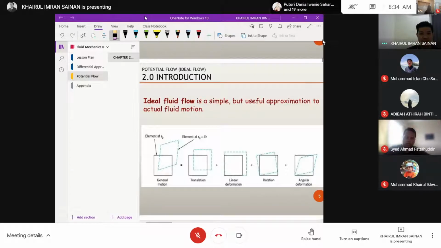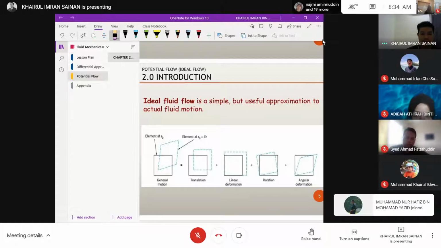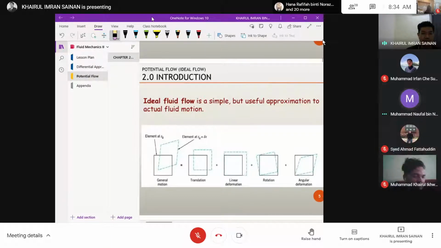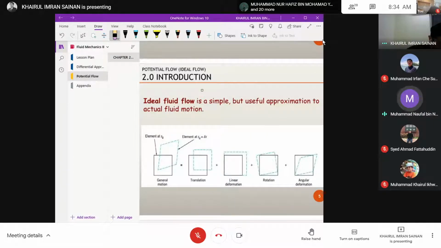All right. Now tell me, Muhammad Naufal. Yes, sir. How about linear deformation and angular deformation? Linear maybe deforms at only one axis. Angular maybe involves an angle.